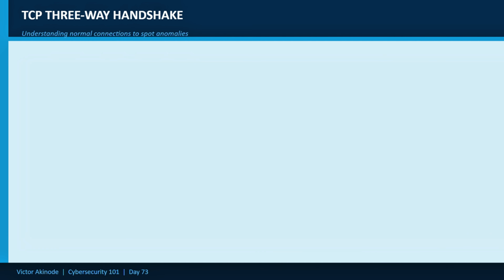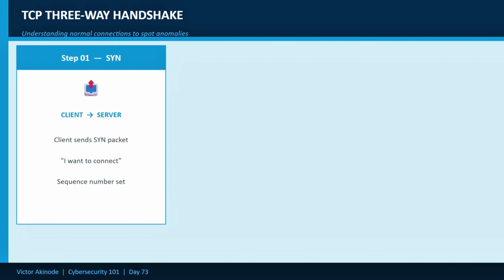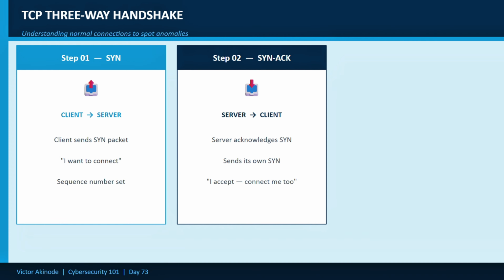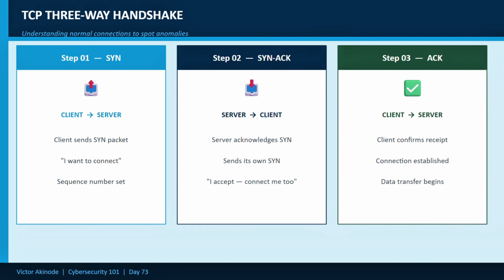Next, let's consider the TCP three-way handshake. The first one is the SYN, and this is where the client sends a SYN packet to the server saying, I want to connect. The second one is the SYN ACK, and here the server responds to the client with SYN ACK saying, I acknowledge your request and accept the connection. And the last one is the ACK, and this is where the client sends acknowledgement, that is ACK, saying, connection established. Now we can communicate.